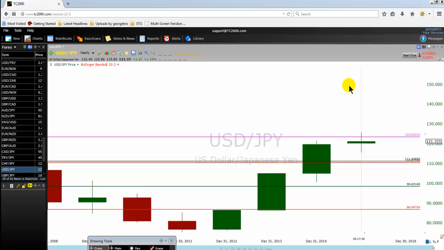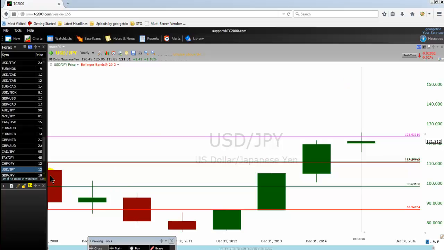Let's get started. The first thing that a day trader, a swing trader, or a forex trader must know when trading the dollar yen is that the number one factor that influences the dollar yen is the US Federal Reserve. The US Federal Reserve will influence the dollar yen. All right, let me explain myself.